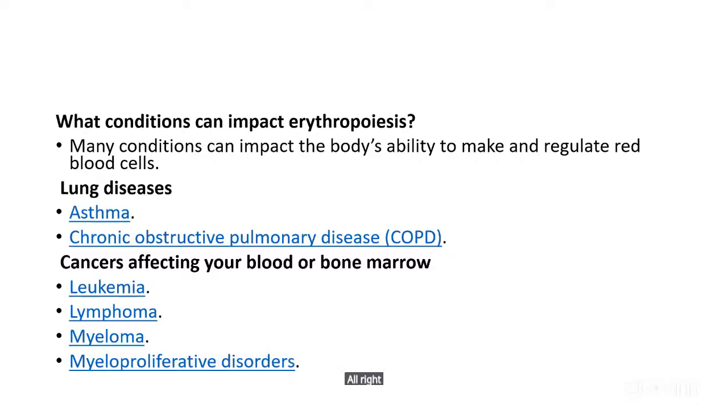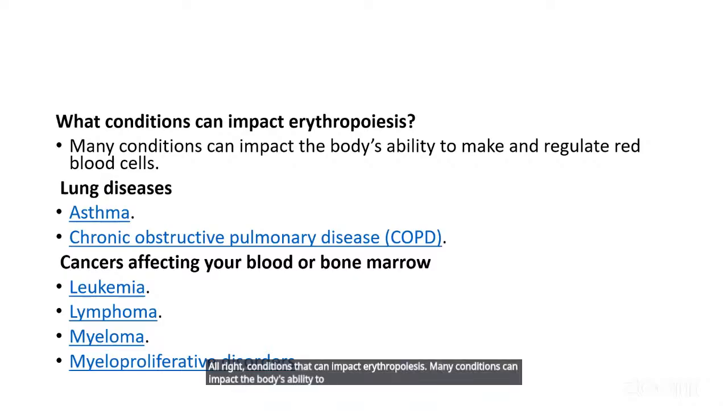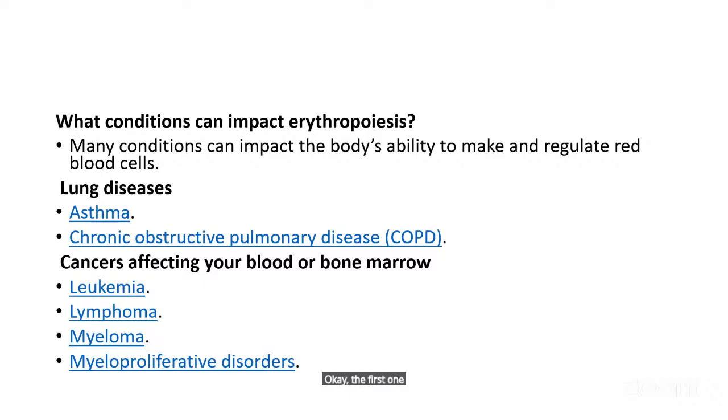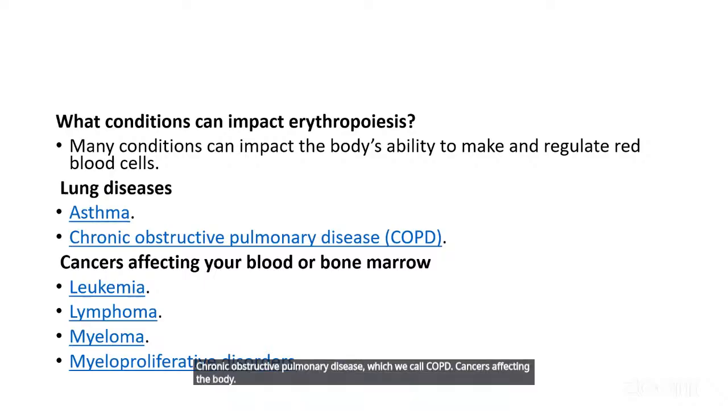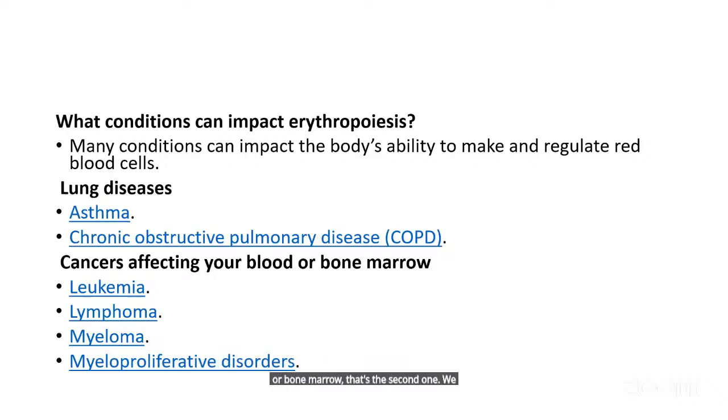All right, conditions that can impact erythropoiesis. Many conditions can impact the body's ability to make or regulate red blood cells. The first one is lung disease. We have something like asthma, chronic obstructive pulmonary disease, which we call COPD. Cancers affecting the body or bone marrow, that's the second one. We have leukemia, lymphoma, myeloma, myeloproliferative disorders.